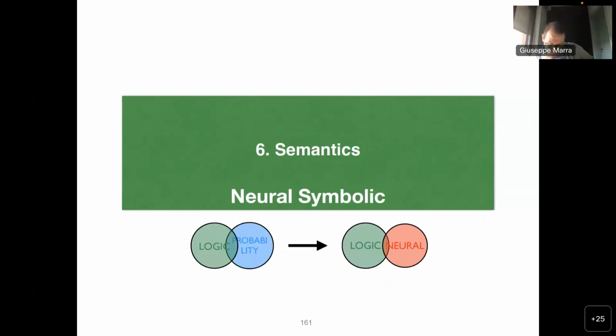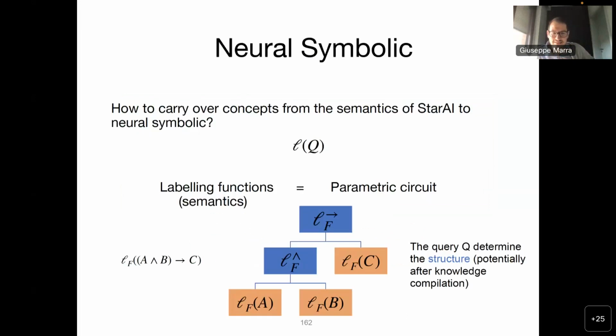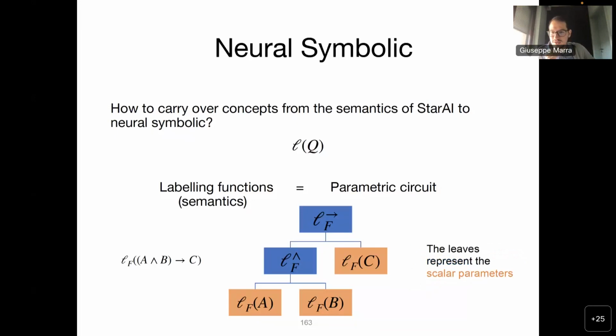So how is this useful for neurosymbolic AI? Why have all this discussion about semantics in statistical relational AI, how to turn this into a probabilistic model? Well, we have seen that these labeling functions have a very nice graphical interpretation as these circuits, these inference circuits, where you provide the labels for the propositions and then you can evaluate them bottom up. If you look at these circuits, they always have this property: the structure of the circuit is always determined by the logic. So the logical formula uniquely determines the architecture, and the leaves of these circuits are the parameters of the corresponding distribution, or the truth degree in fuzzy logic.